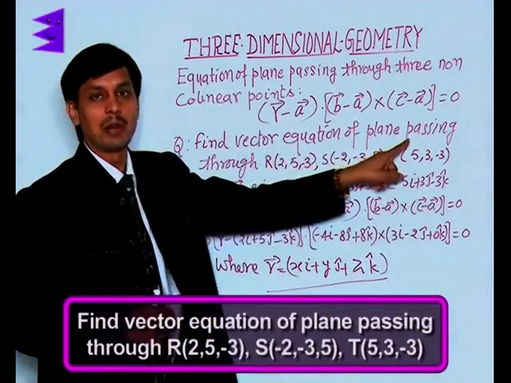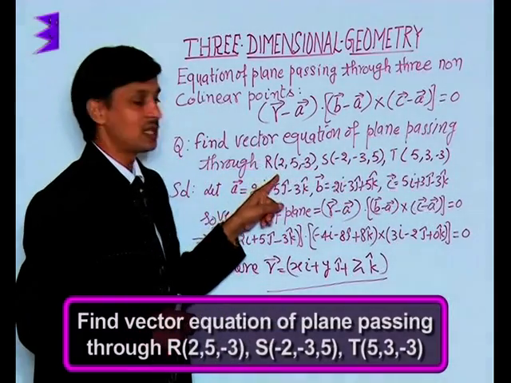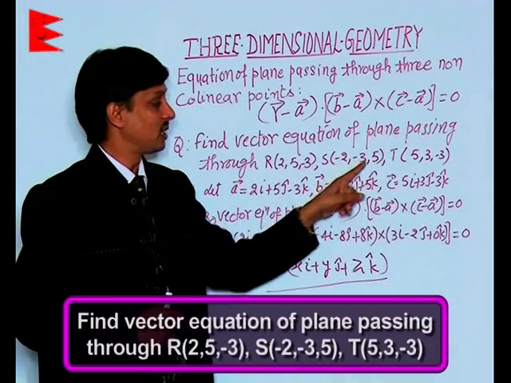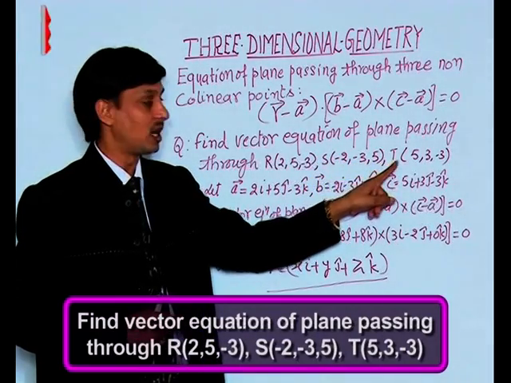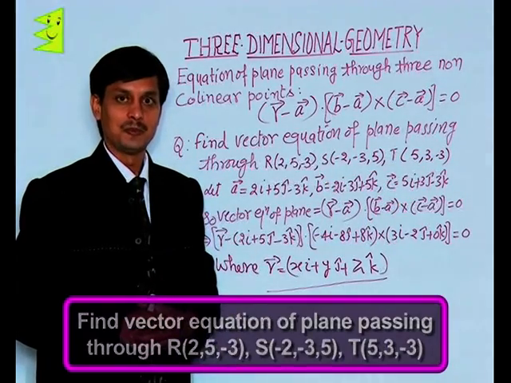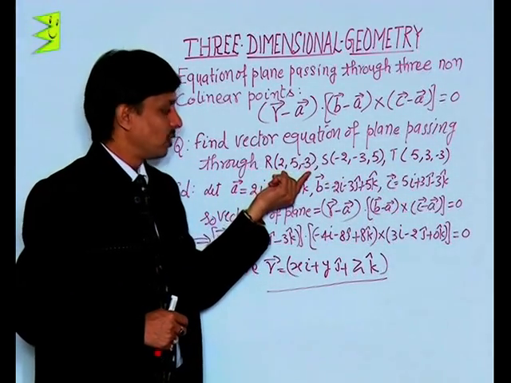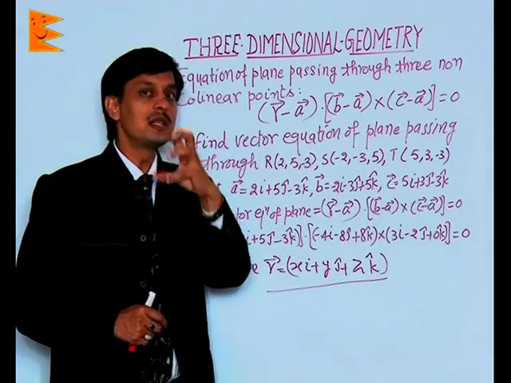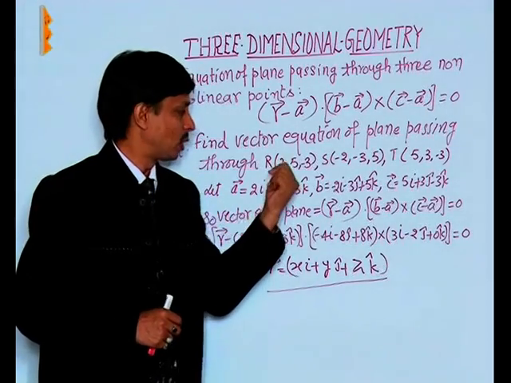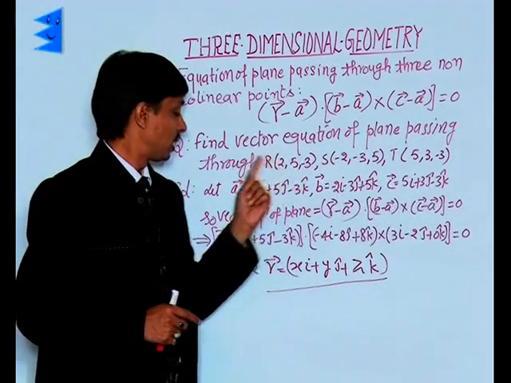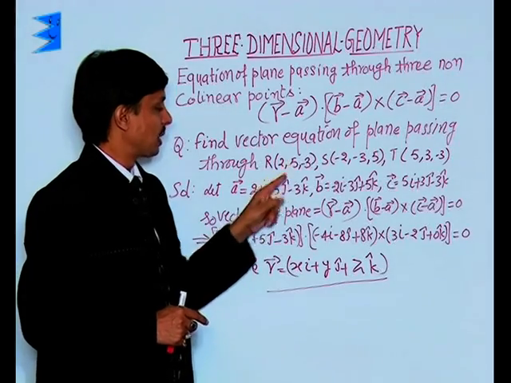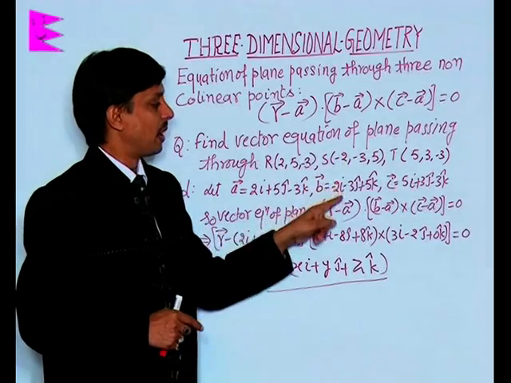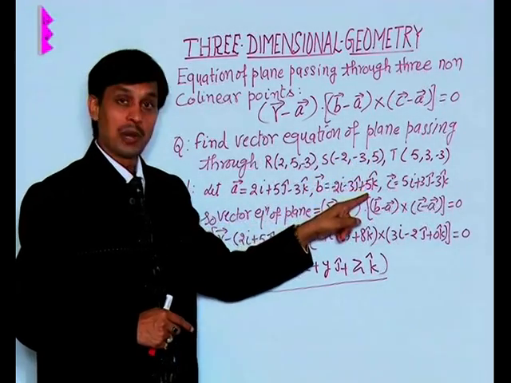The vector equation of the plane passing through the points R (2, 5, -3), S (-2, -3, 5) and T (5, 3, -3). To understand, suppose the first point is (2, 5, -3). I take it symbolically as vector A, the position vector of this point with respect to origin. Vector A will be 2i plus 5j minus 3k. Vector B will be minus 2i minus 3j plus 5k.